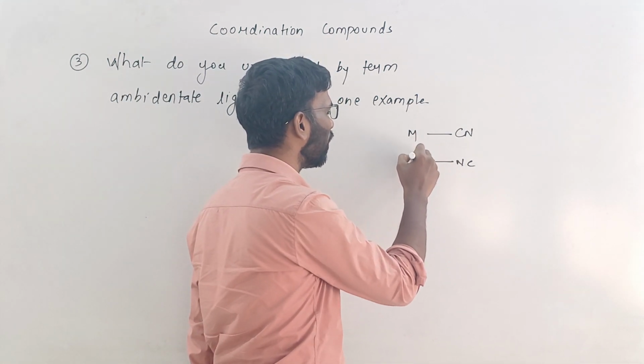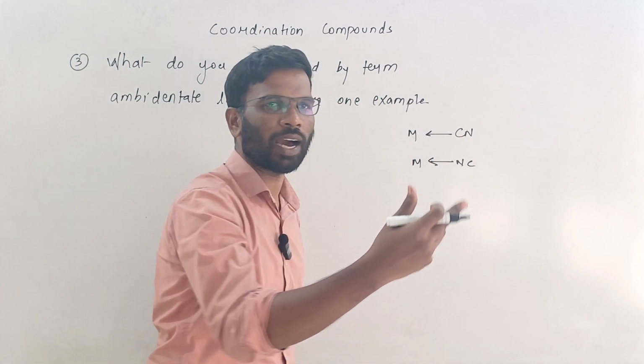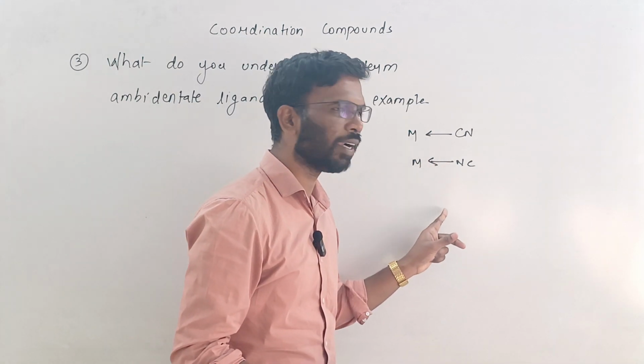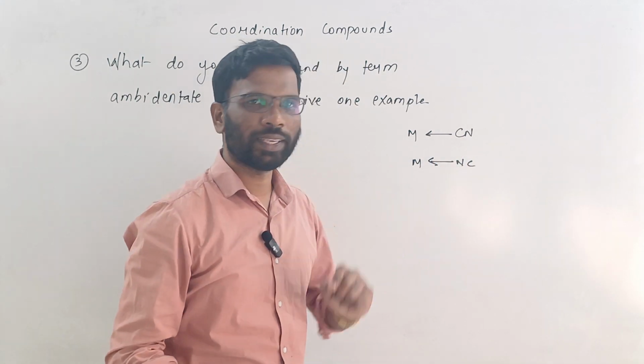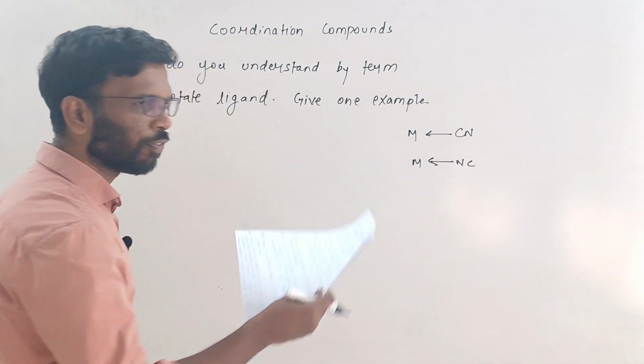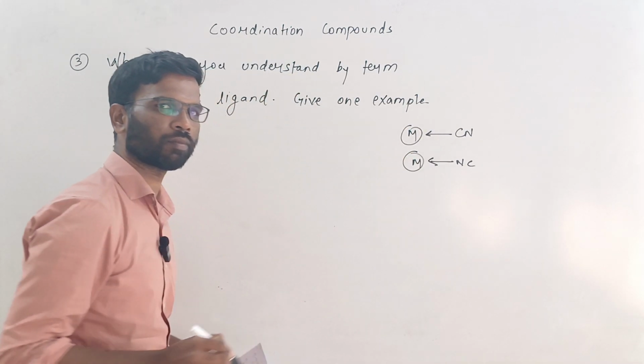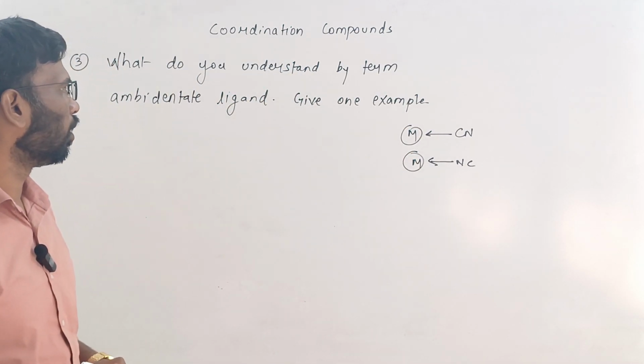Let's say this is a metal atom. It is linking unidentately, either carbon or nitrogen is getting linked, but one at a time, although there are two linking sites. This is called an ambidentate ligand. In the definition, M stands for the central metal.